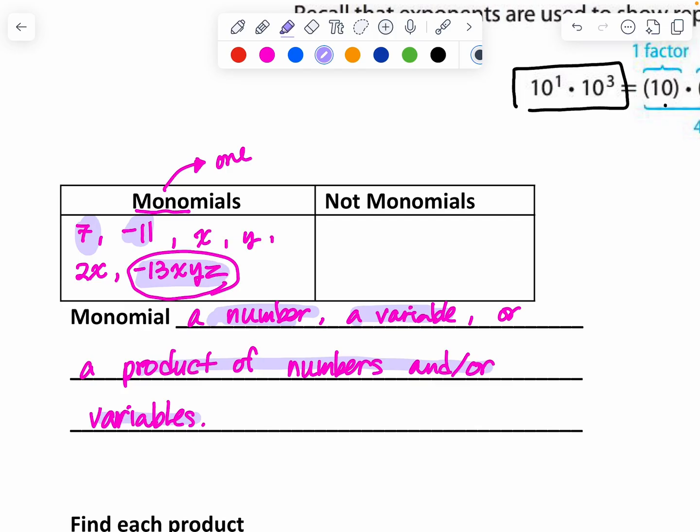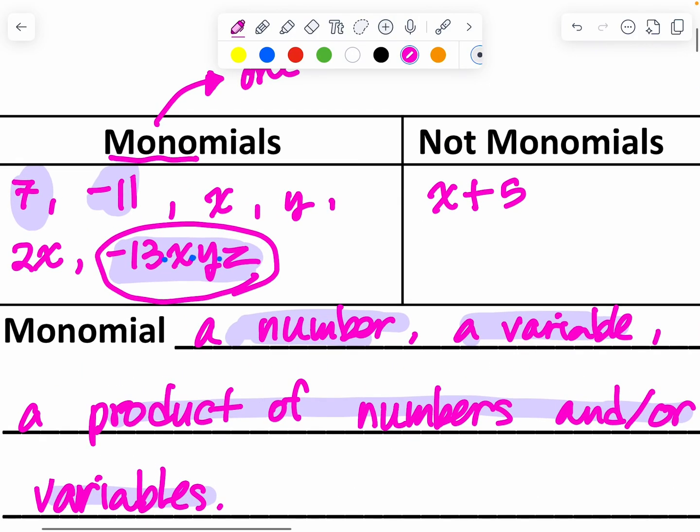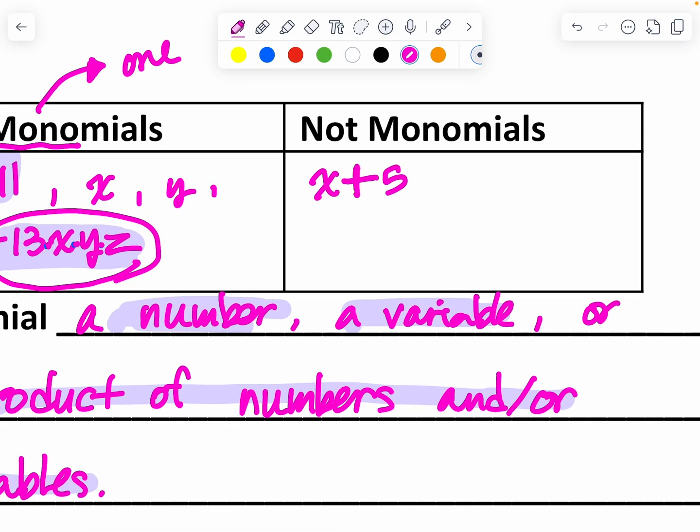It's still a monomial because it's joined by multiplication. As long as it's a product, it's a monomial. Then what's not a monomial is simply x plus 5, okay? So these numbers have to be joined by multiplication. It's got to be a product. In this case, it's an addition, so this is not a monomial. This is two terms, actually, so this will be considered a binomial, which we'll talk about later, okay?